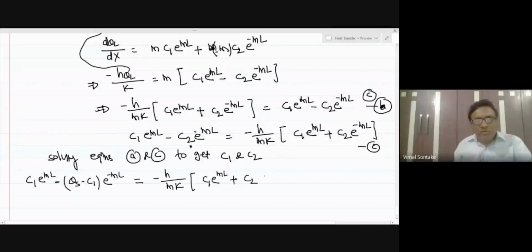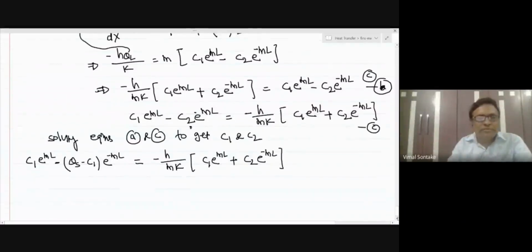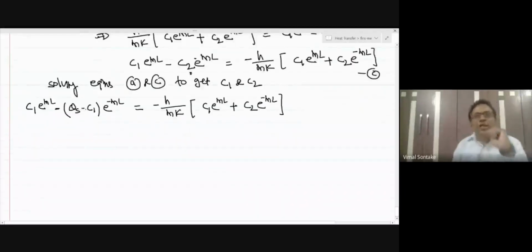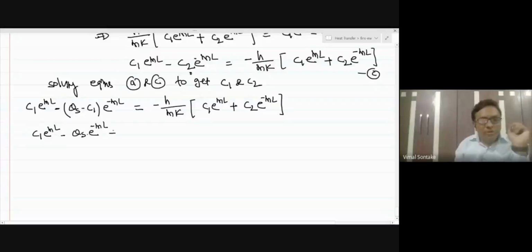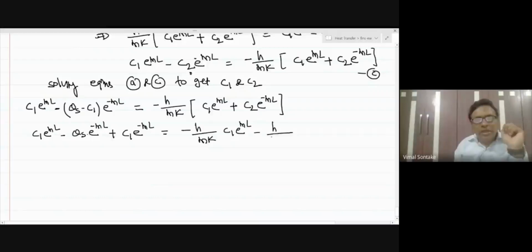Now a little bit of algebra here, no engineering. Your mathematical skills will be tested here to deal with the variables. What I did, I put the value of constant C2 from equation A into equation C only. Now let us rearrange this. C1 e to power ml minus theta s into e to power minus ml. This minus minus will become plus C1 e to power minus ml. Similarly, on the right hand side, minus h over mk C1 e to power ml minus h over mk C2 e to power ml. Now let us take the terms with the same value of C1 and theta s.